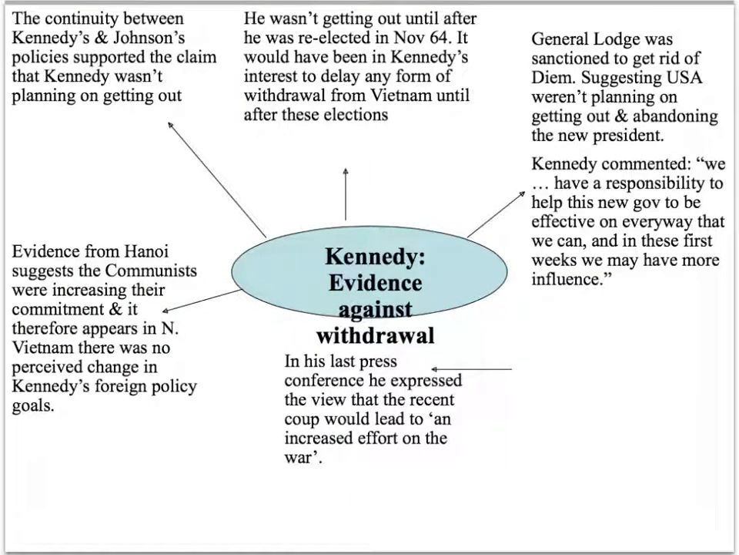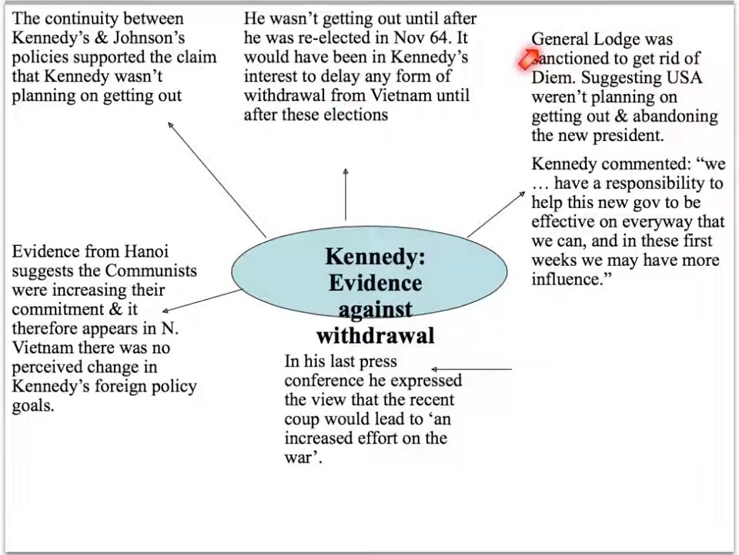Evidence against the withdrawal. There is continuity between Kennedy and Johnson's policies upon the accession of Johnson to the presidency, to suggest that Kennedy wasn't planning on getting out. He certainly didn't have any intentions of getting out until after the subsequent election in November 1964. It would have been in Kennedy's interest to delay any form of withdrawal from Vietnam until after these elections.